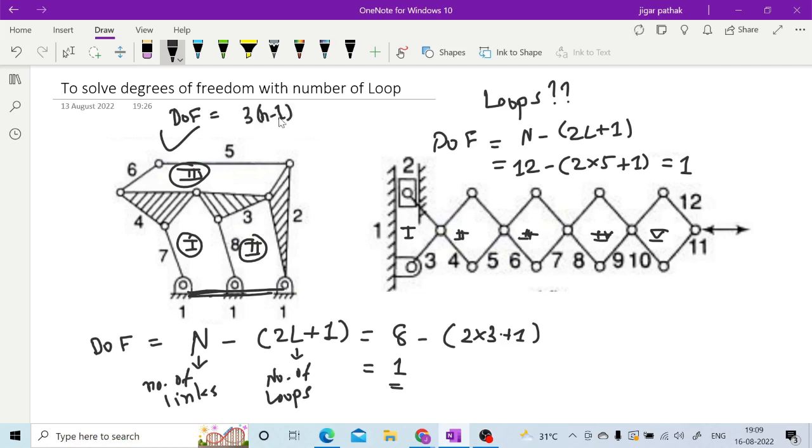Kindly mute yourself, everyone. Dhruv, kindly mute yourself.